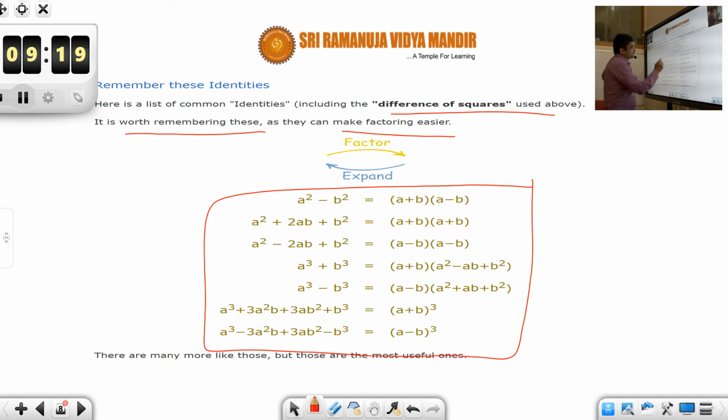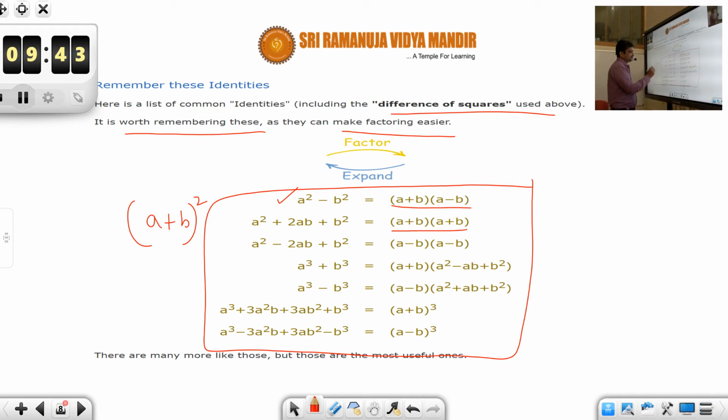Look at this, students. First one is a square minus b square. We can factor that into a plus b times a minus b. And the second one is a plus b whole square. A plus b whole square means what? That is the factor a plus b multiplied with itself 2 times. So a plus b times a plus b.